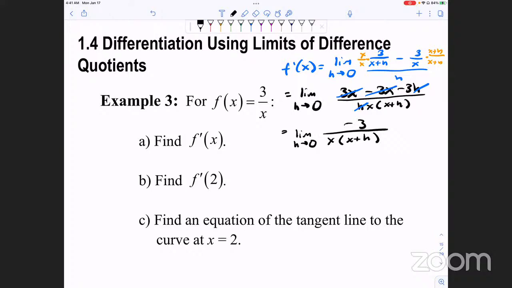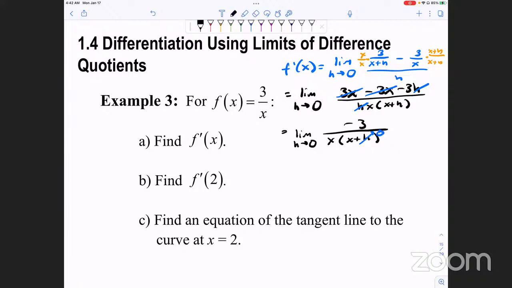Now because we were able to successfully cancel the h's here and here, we can pass the limit as h tends to 0. If this h was still there, we would get 0 over 0, which we can't use. So once we were able to cancel these h's, now we can take the limit as h tends to 0. Then basically this term goes to 0.